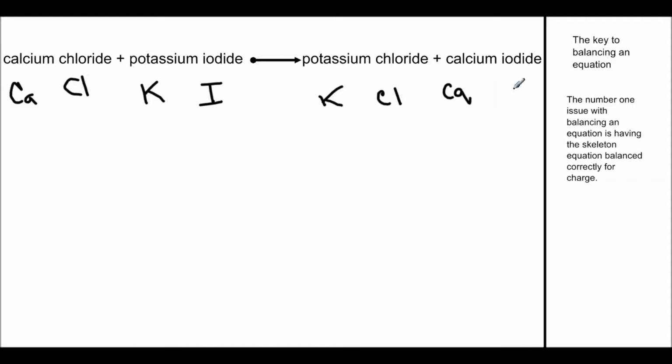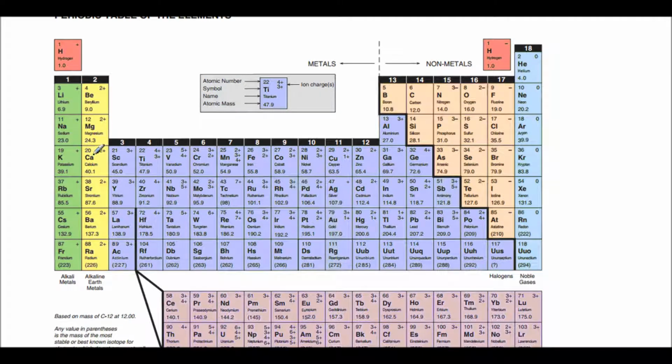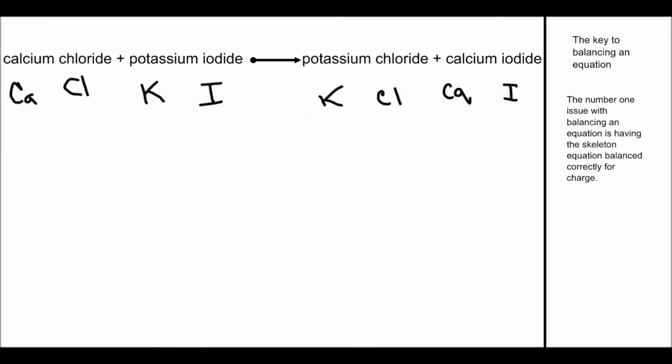calcium, and iodine. Now, we need to go and have a look at our periodic table and find out what the charges are of these. So calcium, if I look at my periodic table, it has a charge of 2, and potassium a charge of 1. Let's go back and put those charges in. So calcium had a charge of 2 plus. Sorry, my pen's reacting a little funny here. Potassium, sorry, had a charge of 1 plus. So let's put those all in.